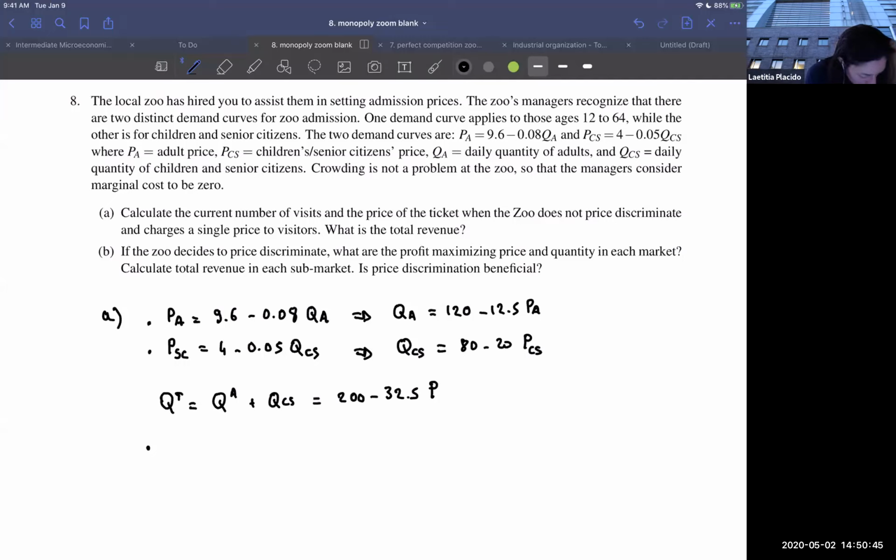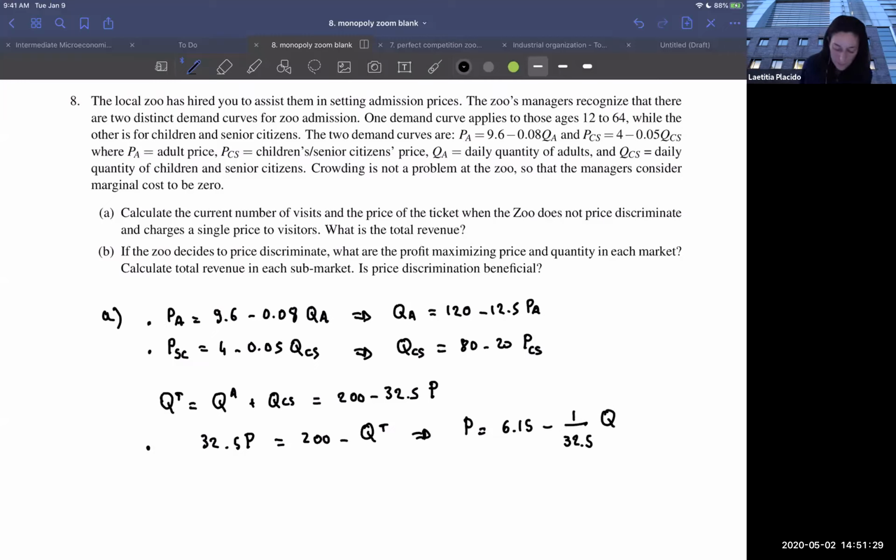Sorry, I didn't do it in my notes apparently, so I'm going to do that now. So 32.5 P equals 200 minus QT, which gives P equals 200 divided by 32.5, that's 6.15, minus 1 over 32.5 Q.